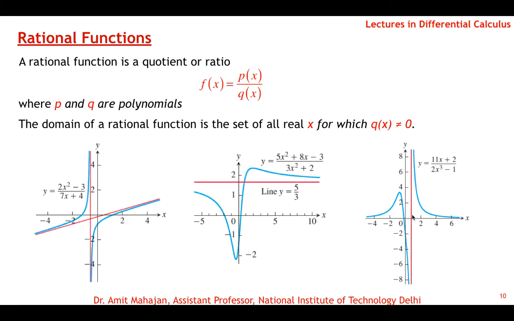Here you can see that some red lines are drawn. These red lines are the asymptotes. We'll also talk about how to calculate these asymptotes and what exactly asymptotes are. We'll talk about this in future lectures, in this course only.